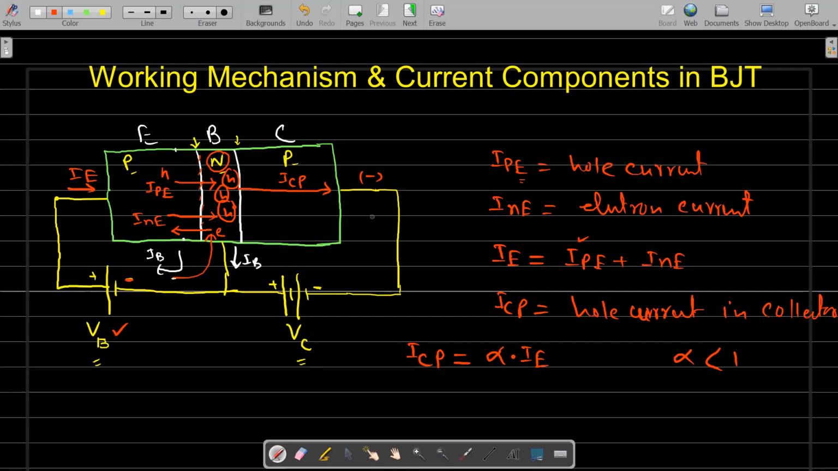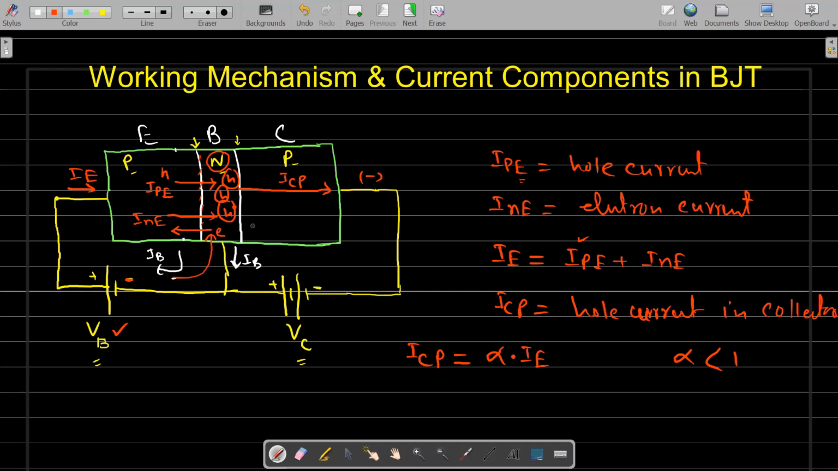Now let's analyze some other current components that are present inside this BJT. Till now, we analyzed the current components coming from the emitter side, and we analyzed the recombination process in the base region, and we got some current on the collector side. Apart from that, there will be some leakage current in this transistor because the base-collector junction is reverse biased. From our previous discussion, we know that when a PN junction is reverse biased, there will be some small value of current that is basically due to thermally generated carriers.